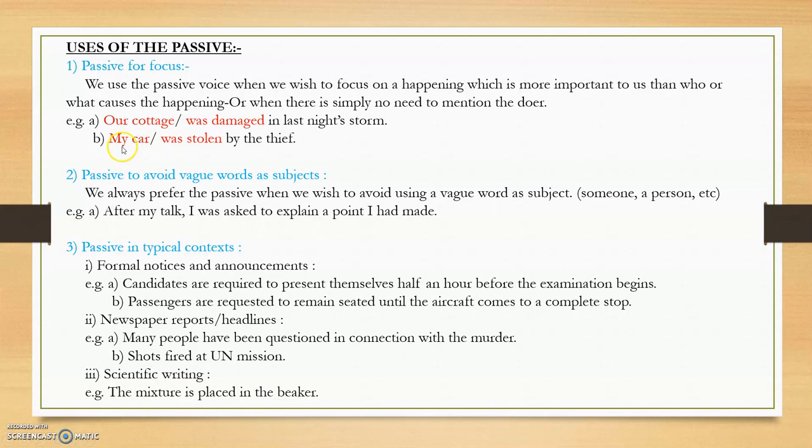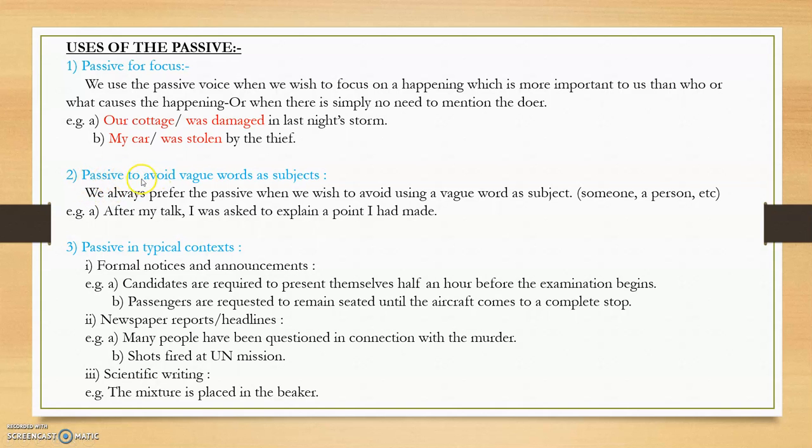Now second example, my car was stolen by the thief. Now, my car was stolen, it's a happening, right? Something has happened which we are reporting. But we are not talking about the doer. We are not giving so much importance to the thief here. In the first half, we mentioned the happening. So, my car was stolen by the thief.